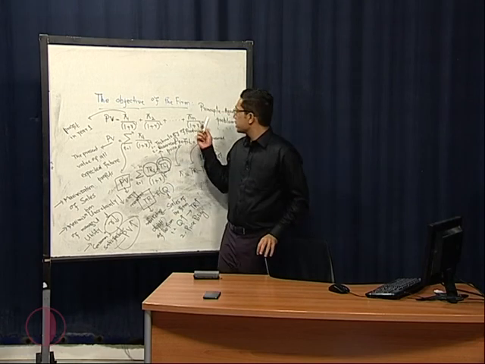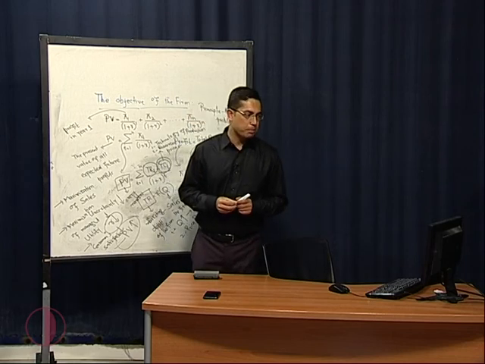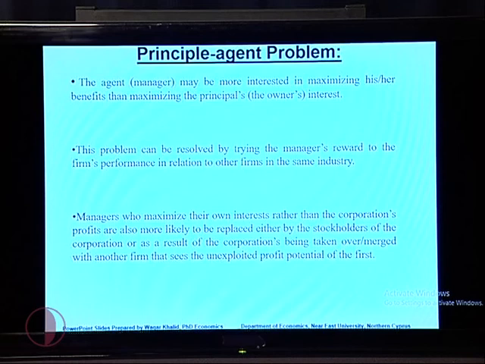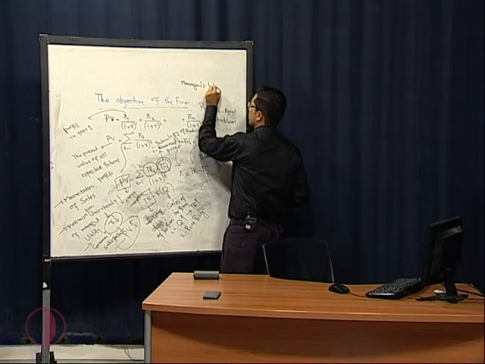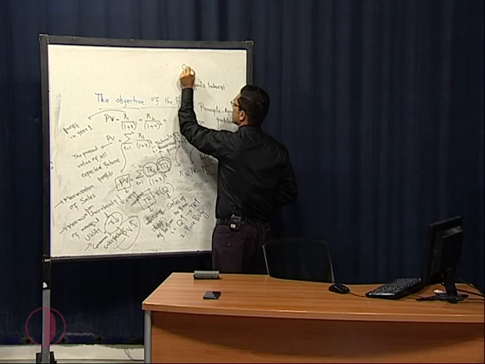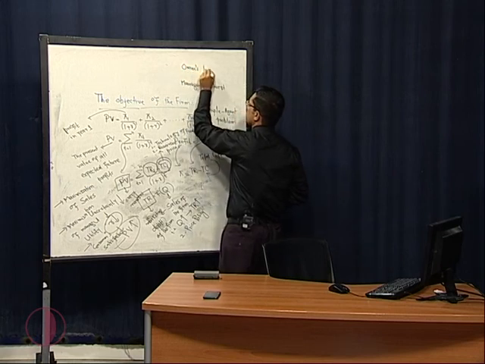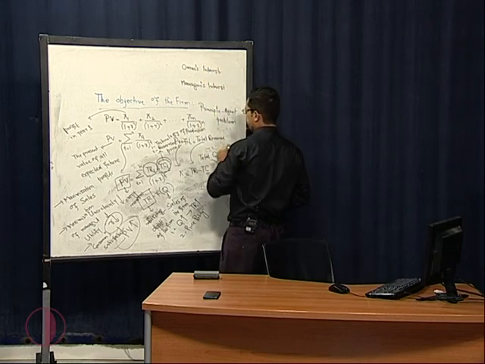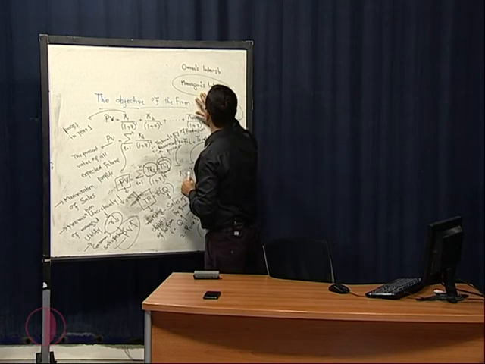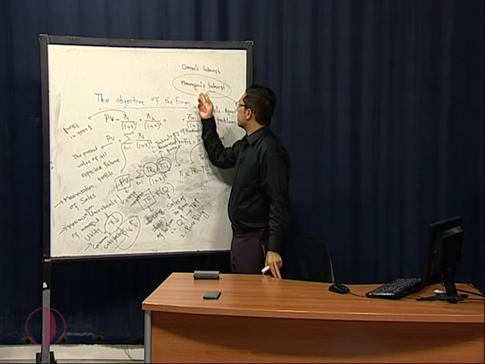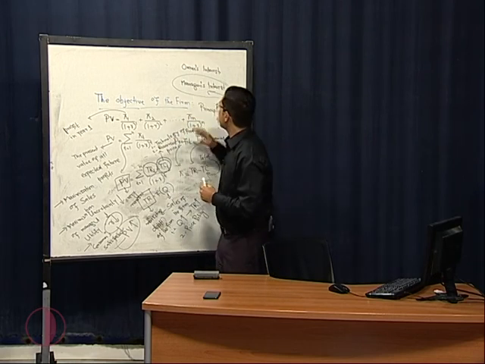So what is the principal agent problem? This is an issue. The agent or manager may be more interested in maximizing his or her benefits than maximizing the principal owner's interest. So there are two kinds of interest. One is manager interest, and the second one is owner interest. The principal agent problem focuses on that the manager is only interested in his own benefits. He takes decisions for his own sake. This is the major issue, and he ignores the owner's interest.